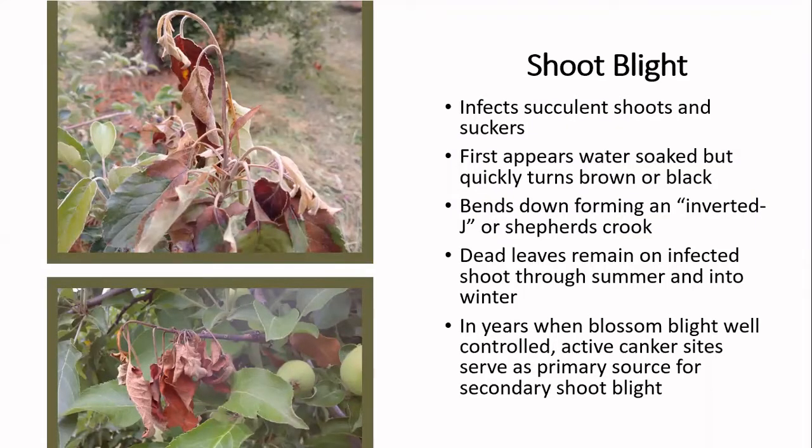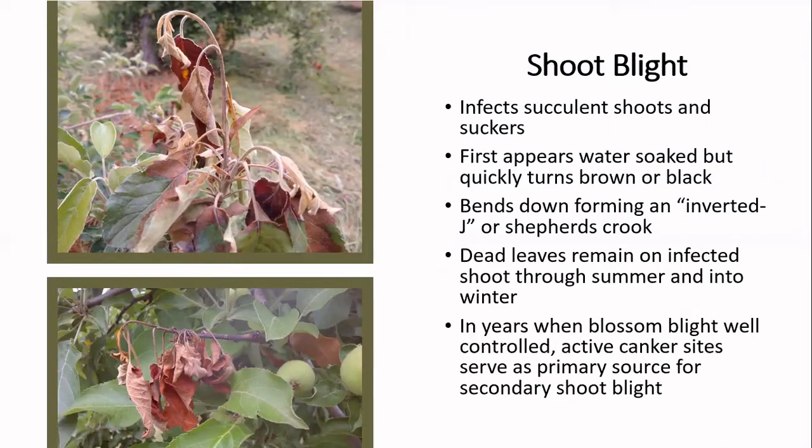Shoot blight can occur either through the spread from blossom blight, or it can occur on a separate basis as well. This occurs on the succulent shoots or on suckers. At first, similar to the fruit infection, it can appear water soaked, but it eventually starts to turn brown to black, looking almost as though someone has set fire to the shoot. It develops this really characteristic curve or bend within the shoot, also known as a shepherd's crook or an inverted J. And these dead leaves will actually remain on the shoot throughout the season and into the winter.